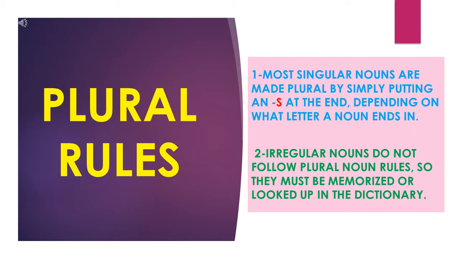Okay, so there are two famous rules in the plural of English. First, we have most singular nouns are made plural by simply putting an s at the end, depending on what letter a noun ends in.